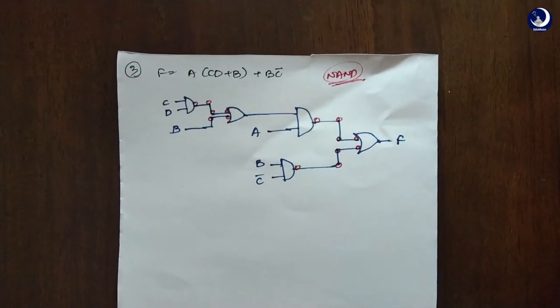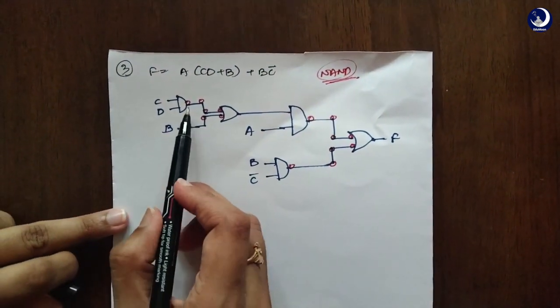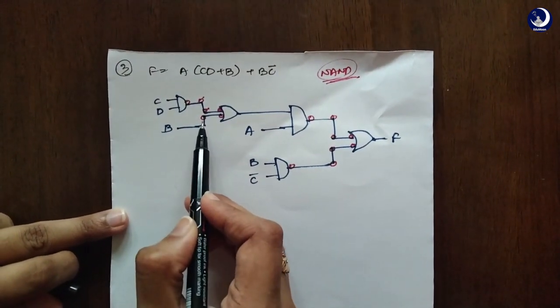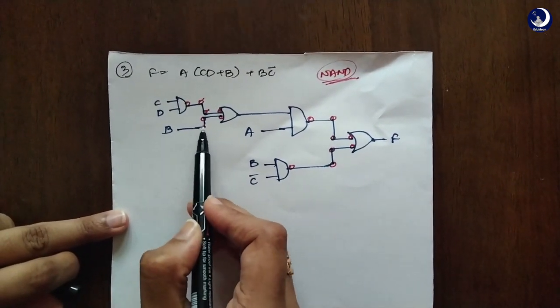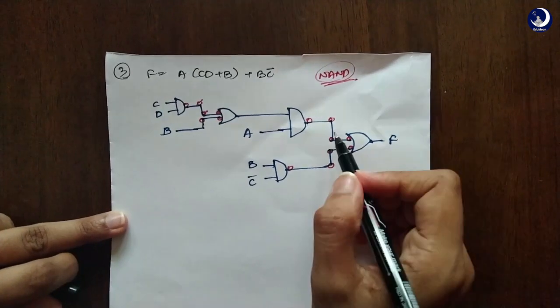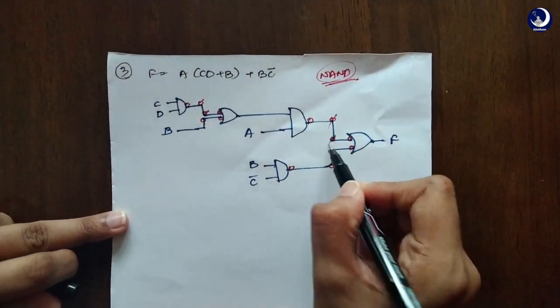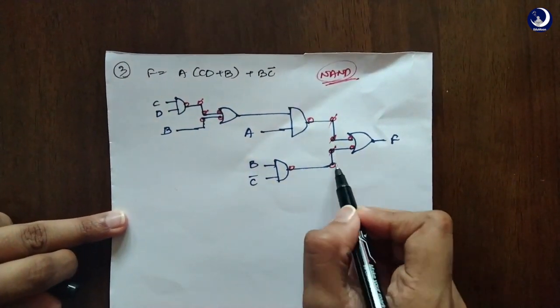Now what do we do? Cross out the bubbles which are even in number. You have 2 here, so cross it here. There's only 1 in this line, so you don't cross that out. You just leave it there. In this line again you have 2, cross them out. And this one also you have 2, so just cross them out.